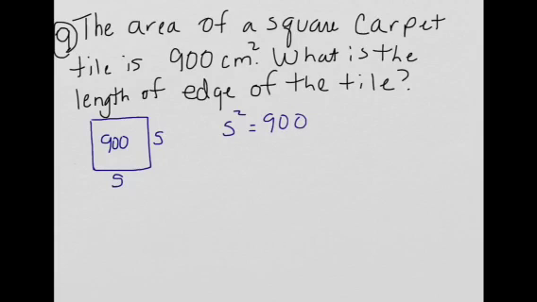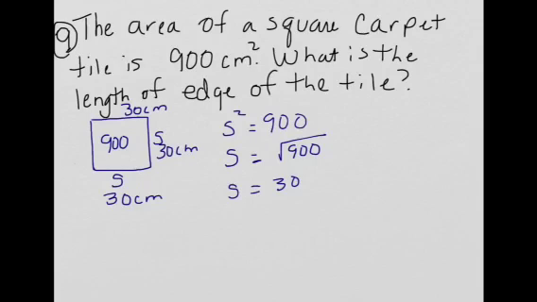So in order to find s, we're going to take the square root. So s is equal to the square root of 900. You're going to grab your calculator, do second square root 900, and you're going to get s is equal to 30. So each tile side is 30 centimeters, 30 centimeters, 30 centimeters, 30 centimeters.